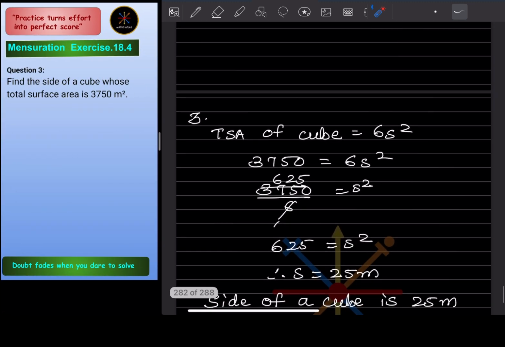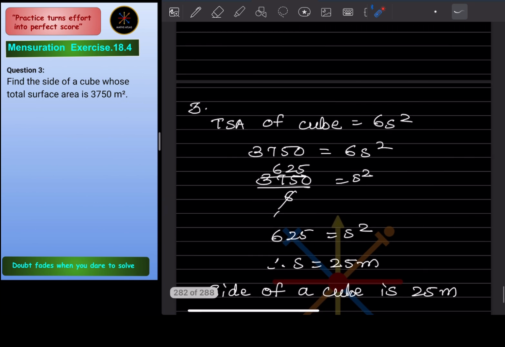Now the next one: find the side of a cube whose total surface area is 3750 meter square. The formula for the total surface area of a cube is 6 s square. This is the important step. And the total surface area is given as 3750. So below this you will write 3750 is 6 s square.